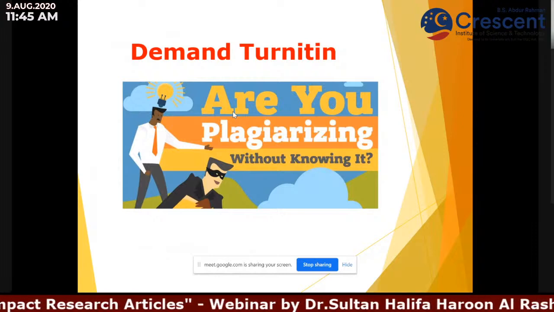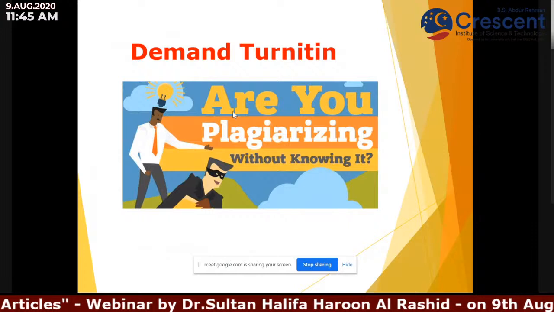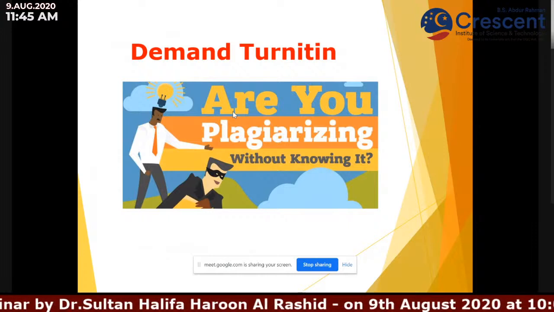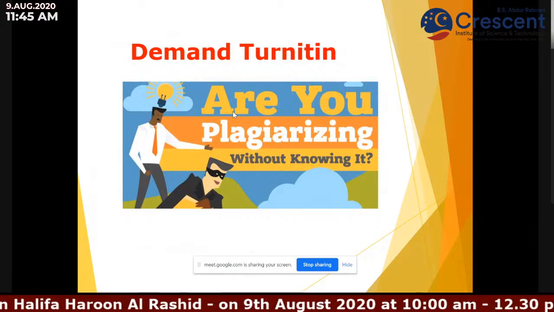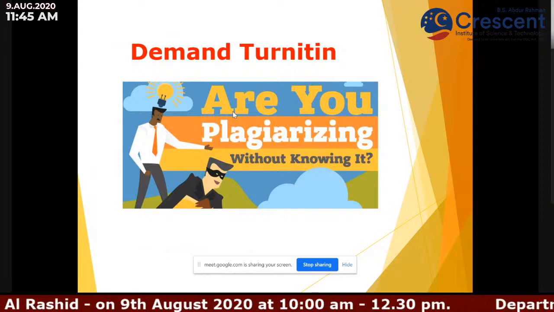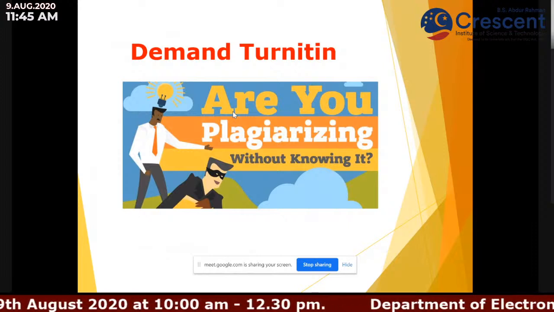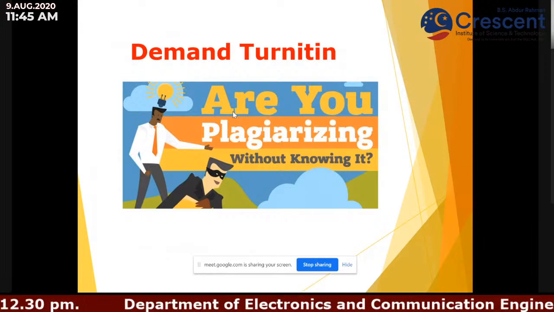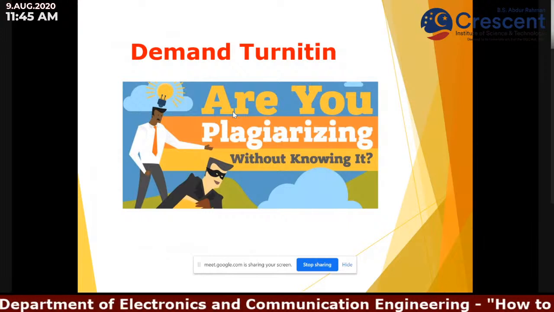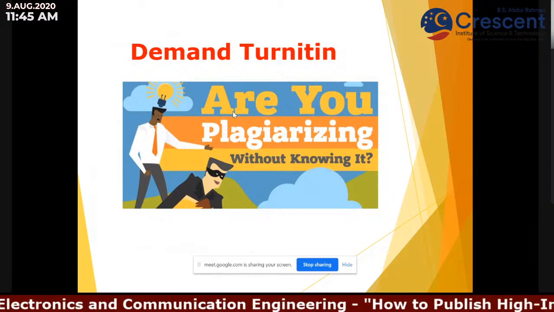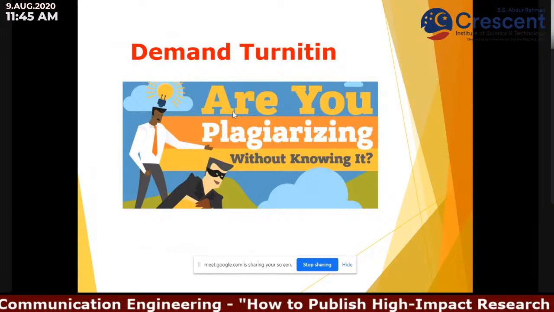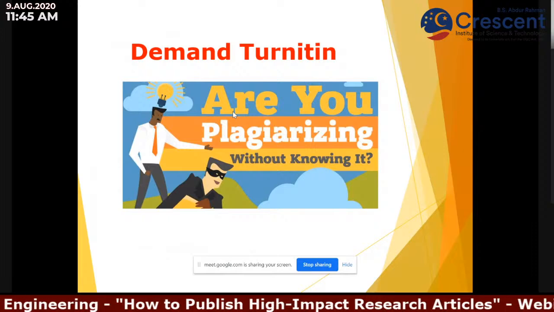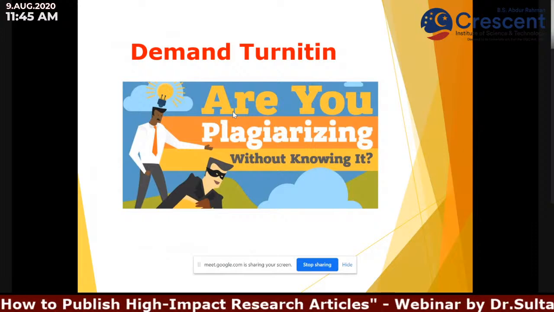You have to accept somebody's basic scientific inventions, but you're not exactly right in the way they have written. You can't just cut, copy, paste into your paper. You can take that material, paraphrase it in your style, in your way of writing, in relevance to your research, but you can't just cut, copy, paste.